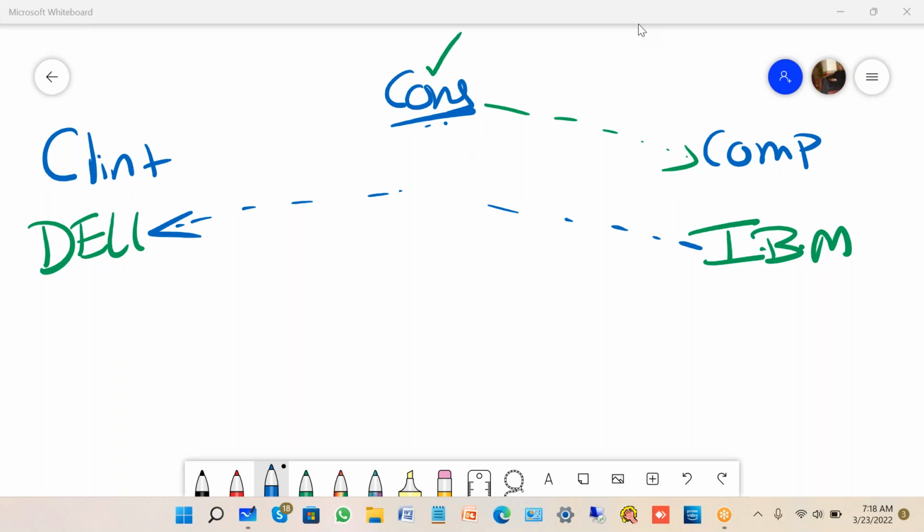Now, you will be allotted a project by the company where you work. What do you know about Dell? Nothing. You know Dell as a laptop, but you need to understand Dell as a client requirement, as a client infrastructure.